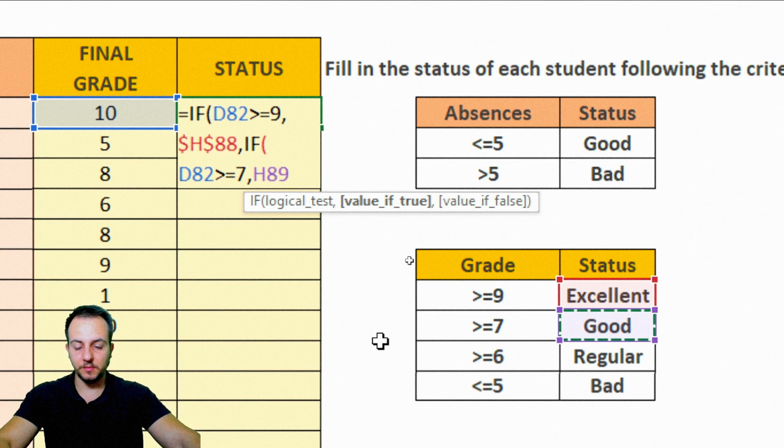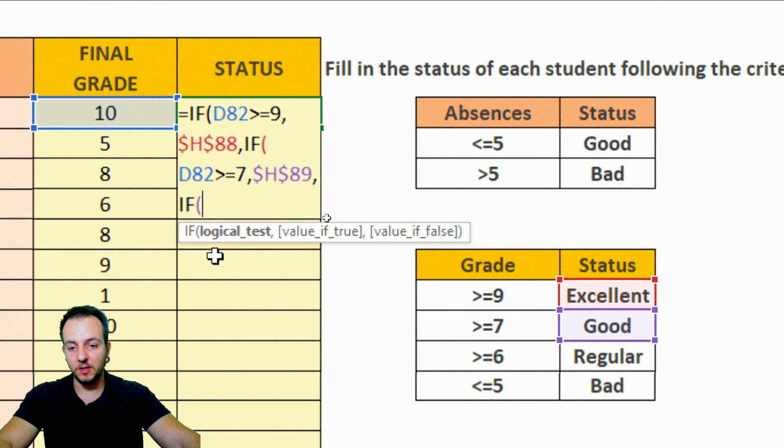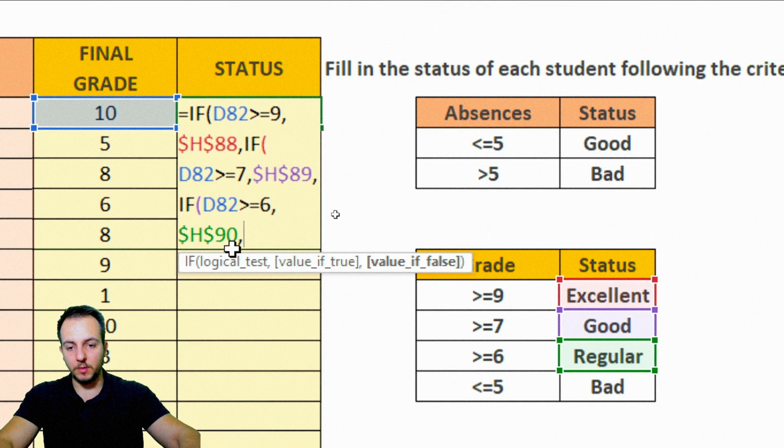If so, I can select here the good status, F4 key, comma, and as we have not finished yet, I'm going to insert here another IF function within the IF function that is within the IF function. So double click. And what is my logical test here? I want to check if this final grade right here is greater than or equal to 6. If so, comma, I'm going to select here the regular status. F4 key, do not forget it, comma, and now we can finish with this part, okay?